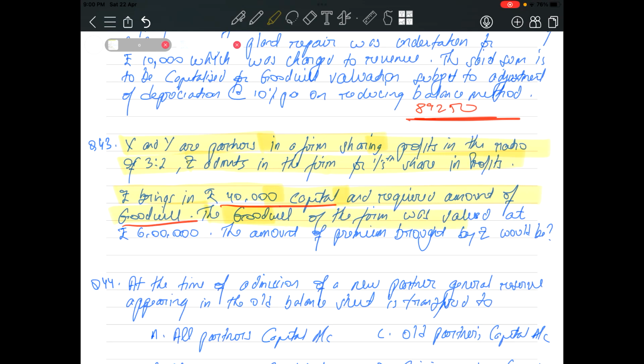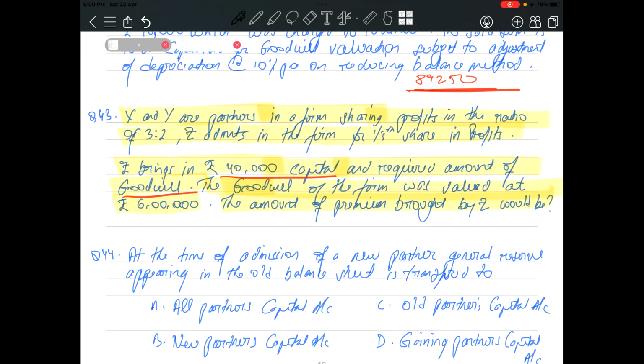The goodwill of the firm was valued at 60,000. The amount of premium brought by Z would be simple. What is the value of goodwill of the firm? Goodwill of the firm value is 60,000. So what will be Z's share?